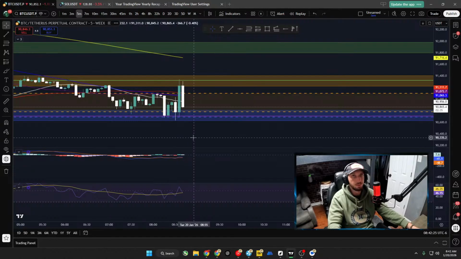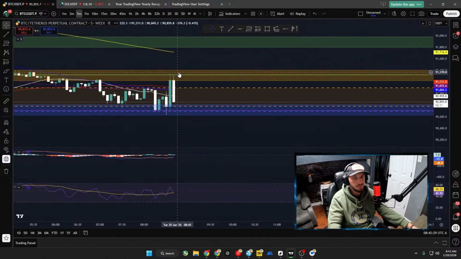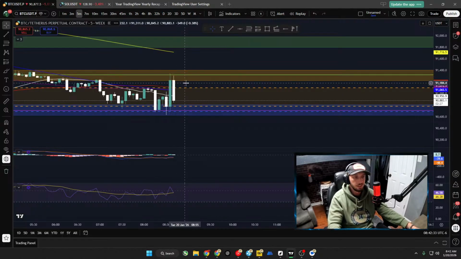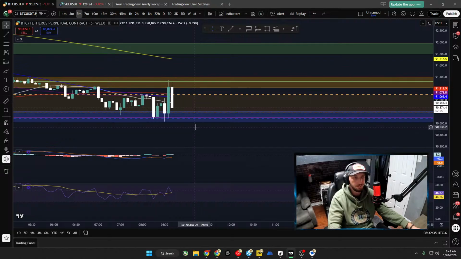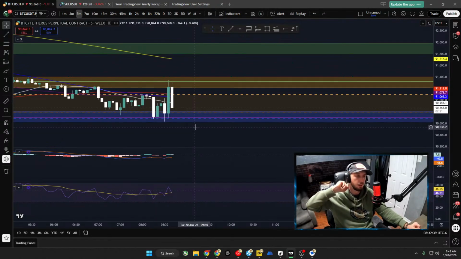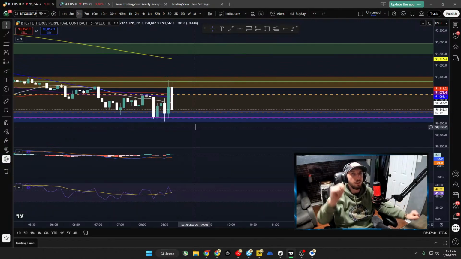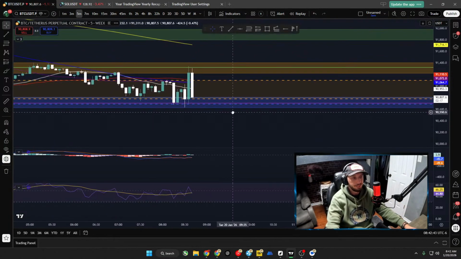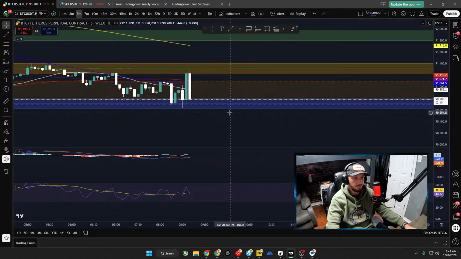It looks like we're actually rejecting here off of that breakout range. So yeah, just nothing super exciting happening right now. Just a little bit of a watch and wait. See what's going to happen today.